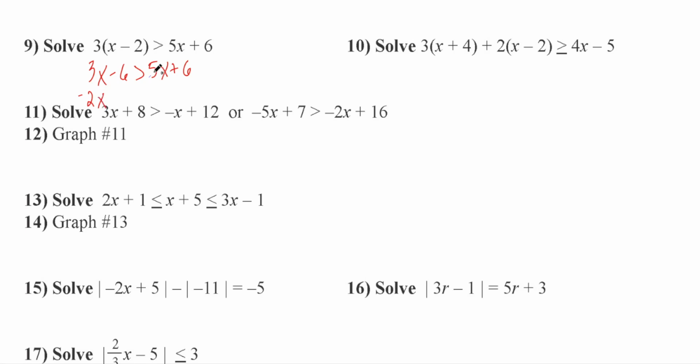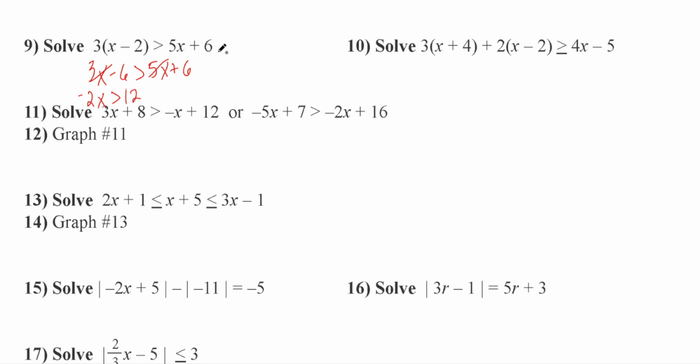Minus 5x from both sides, so what do we get? Negative 2x. So that gets rid of that. Add the 6 to both sides, we get 12. Now, up to this point, have we multiplied or divided by a negative? No, so we keep the inequality the same. But you're right, we're about to now.